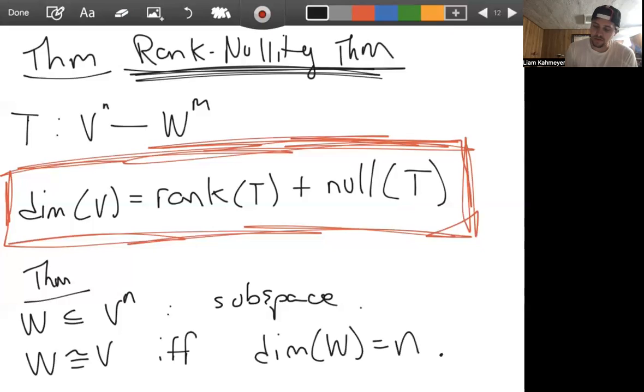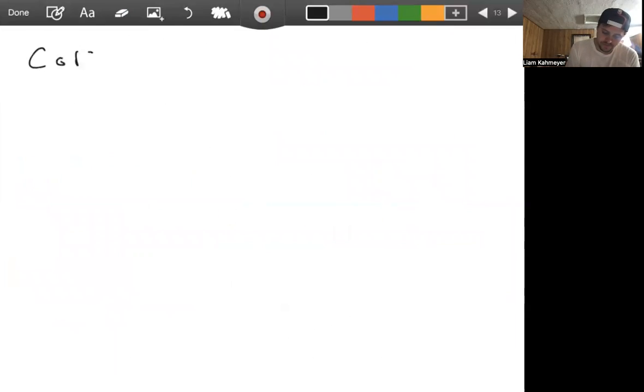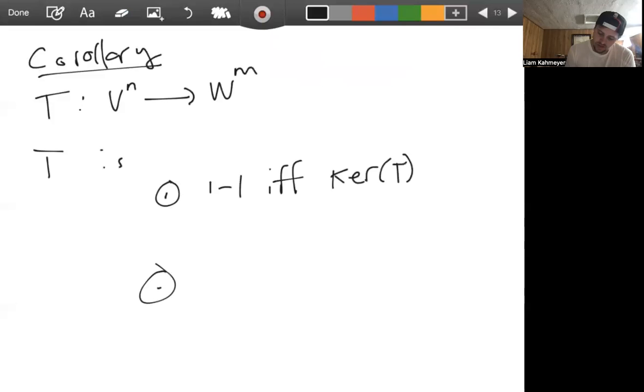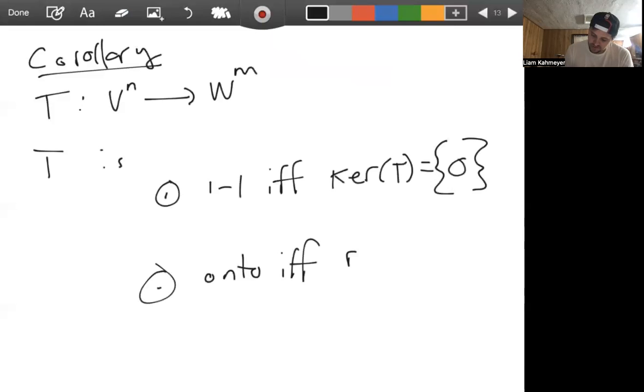And the reason I state this theorem is more for the corollary we get, which is: let's consider T from V^n to W^m here. Then we have a few statements. T is 1-to-1 if and only if the kernel of T equals 0, and it is onto if and only if the rank of T is equal to m, okay? And these also follow from the rank nullity theorem.